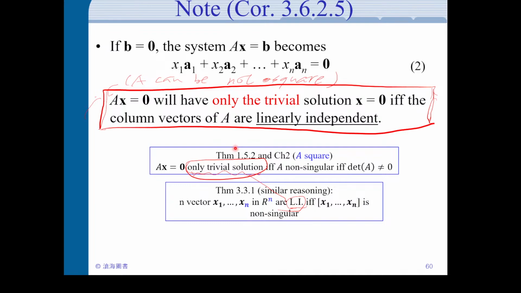So this statement is going to the version of b not equal to 0. So b is not 0 here. When it is 0, you always have a trivial solution, and whether you only have the trivial solution determines whether the columns of A are linearly independent.